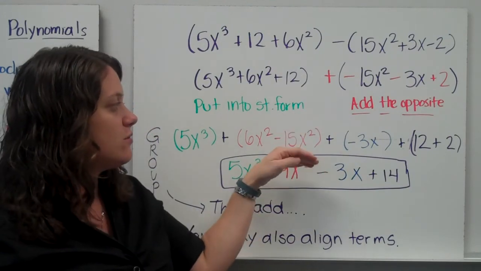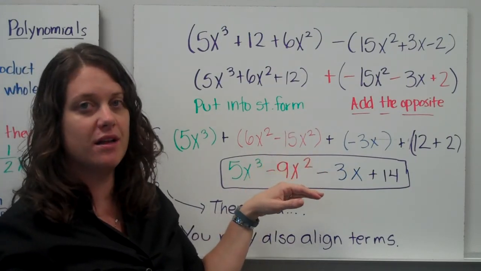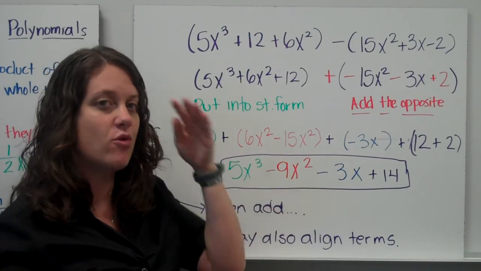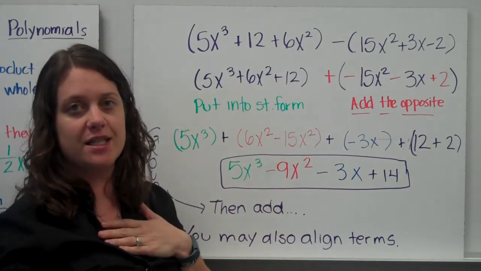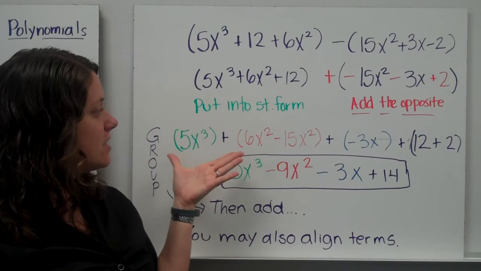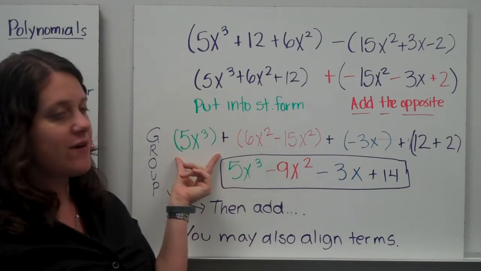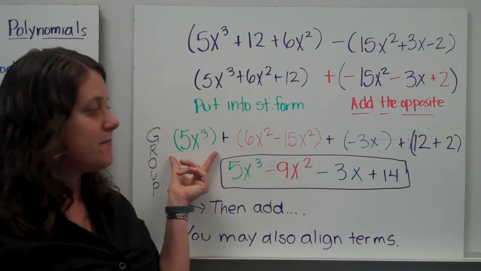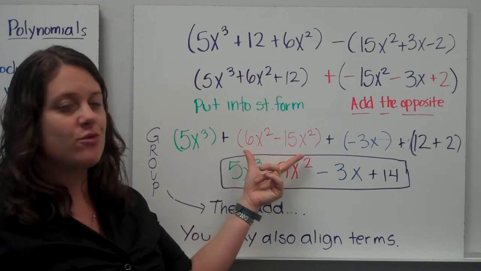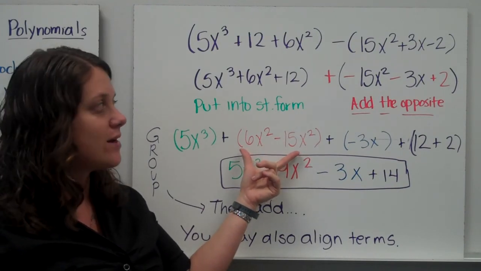Second step, you can use whichever form you want. You can align them if you'd like, or you can group them horizontally. Personally, I like to group them horizontally, so I did that one this way. So I only had 5x cubed, there was no other like term. I grouped together the 6x squared and the negative 15x squared.